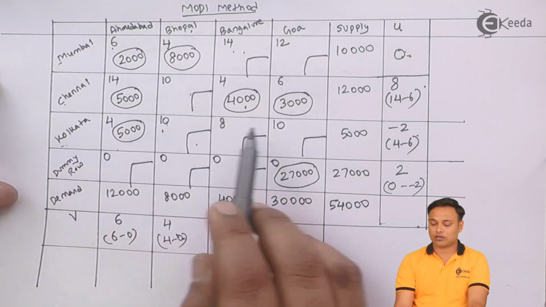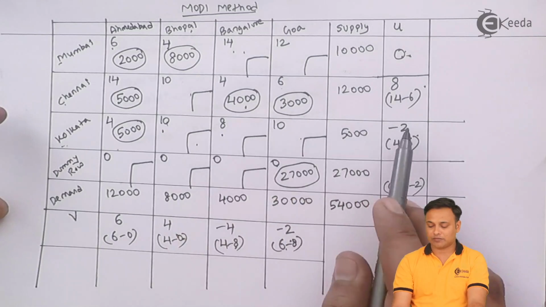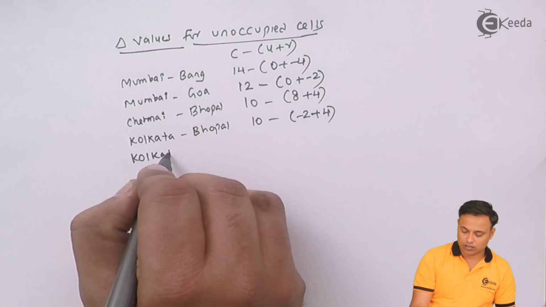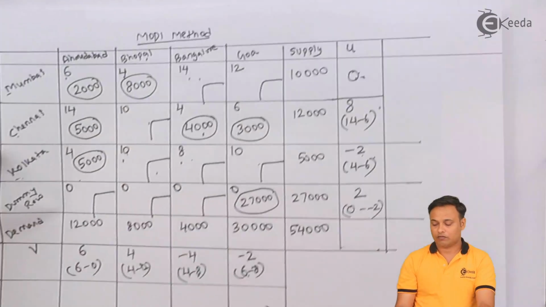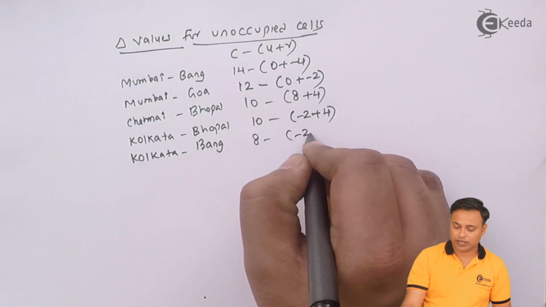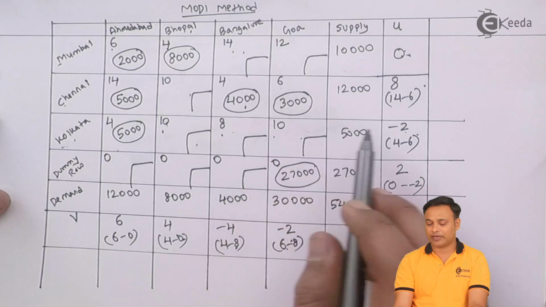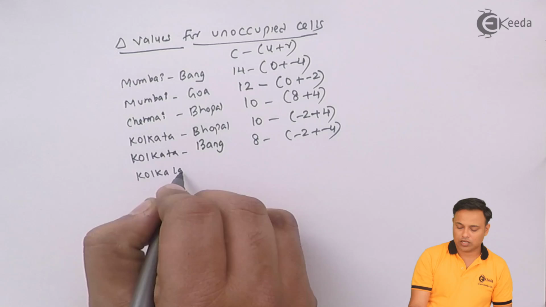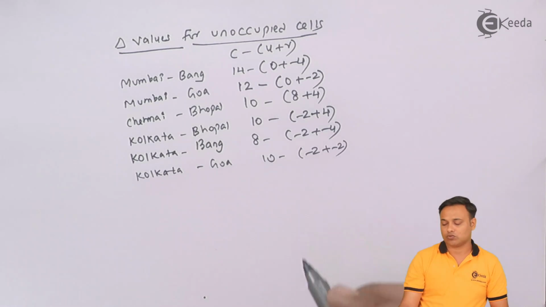Then we have Kolkata Bangalore: 8 minus minus 2 plus minus 4. Next we have Kolkata Goa: 10 minus minus 2 plus minus 2.